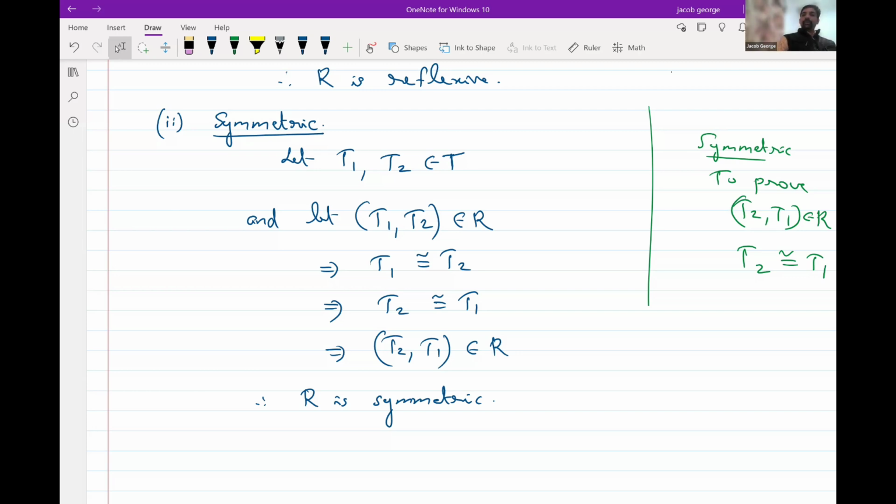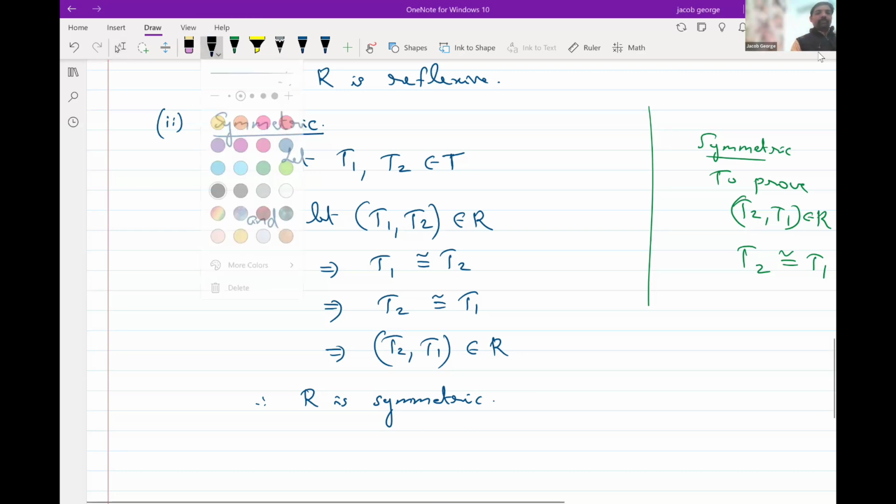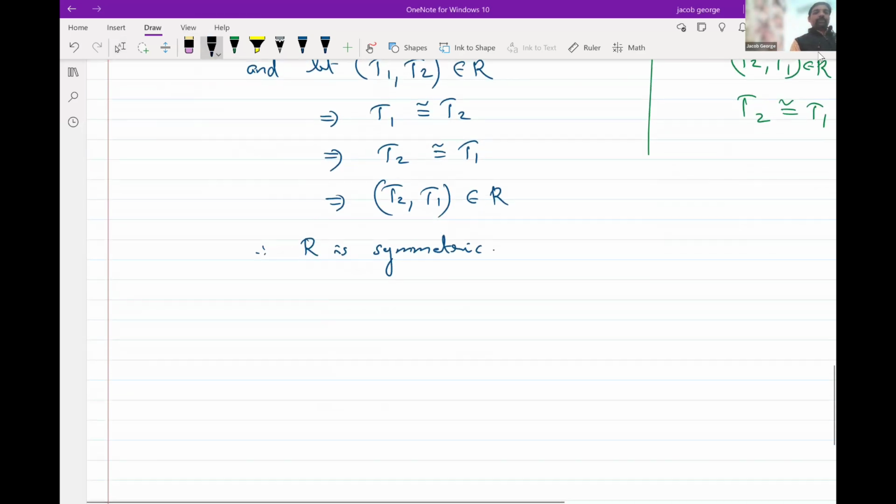Yes, from online, did you complete this symmetric? Symmetric is done. Next is transitive, right? Third subdivision, transitive.